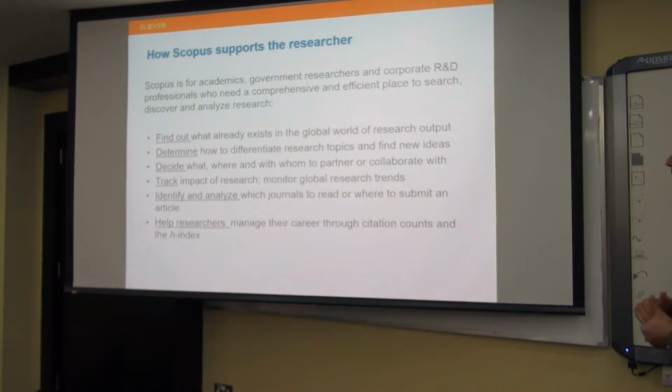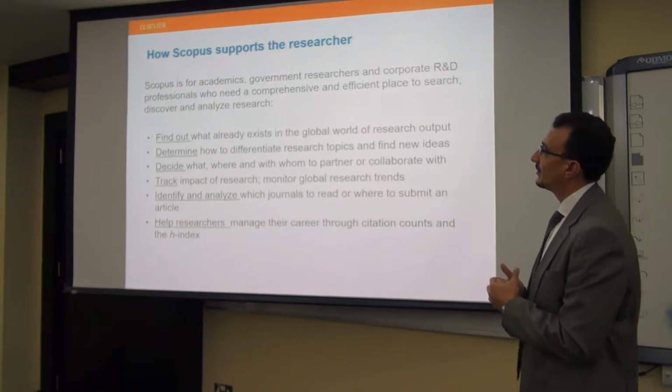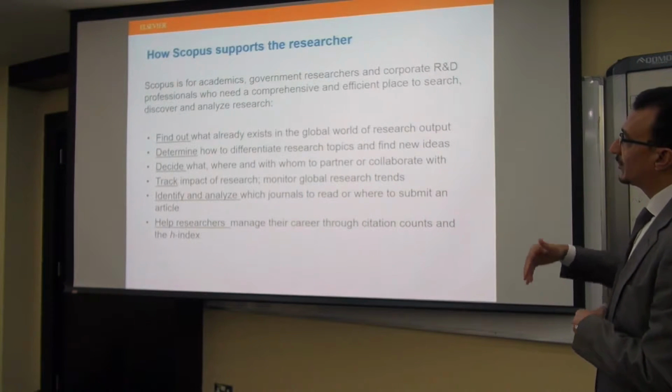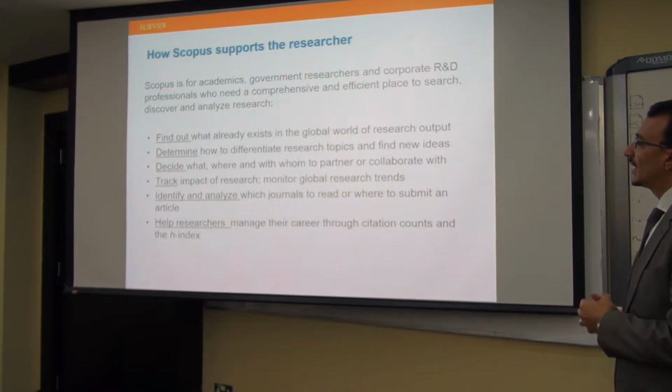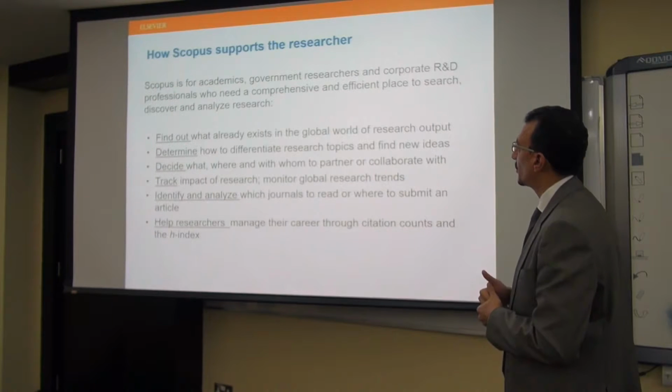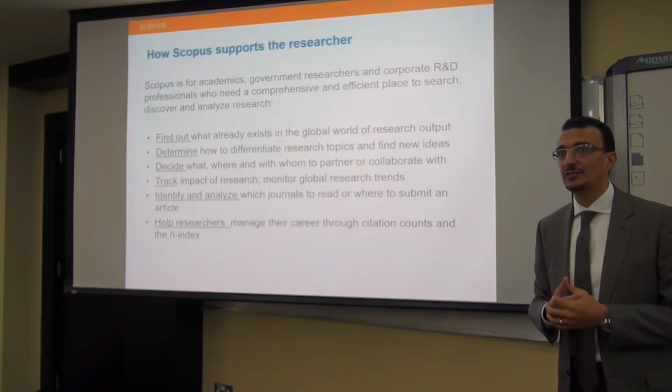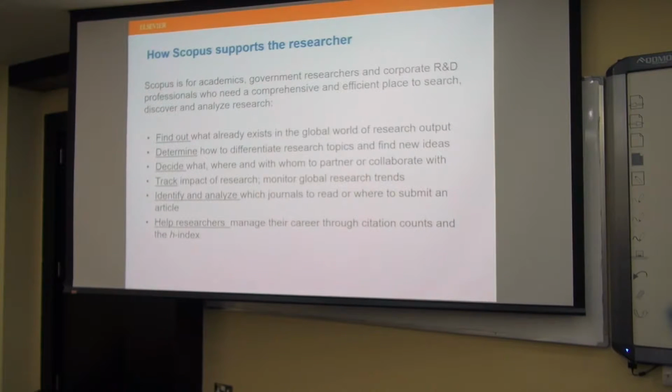Scopus can also support all researchers generally in finding out what already exists in the global world of research output, to differentiate the research topics, and decide what, where, and with whom to partner and collaborate. I can see the different institutions and the different researchers in different subjects, and see if I can build a very useful collaboration relationship with them. It also helps identify and analyze which journals to read or where to submit an article. We will see how we can analyze and compare different journals using the different metrics in Scopus.